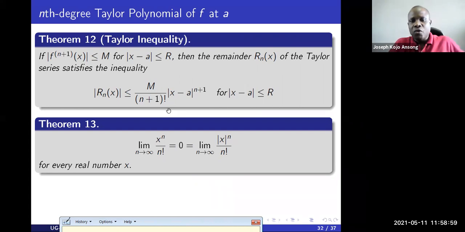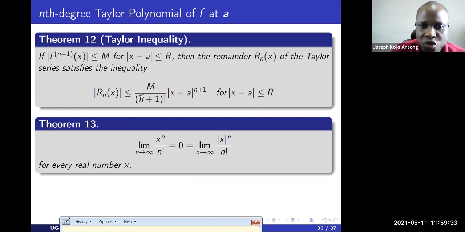Okay, so for the most part, what you want to find is this M here. If you can show that the n plus 1 derivative is bounded by some M, then you can pick this M and put it in here and find the limit as n goes to infinity of this guy and see whether that vanishes. If that vanishes, then you can use the squeeze theorem to show that the limit as n goes to infinity of Rn goes to 0. Okay, and therefore the series actually represents the function.